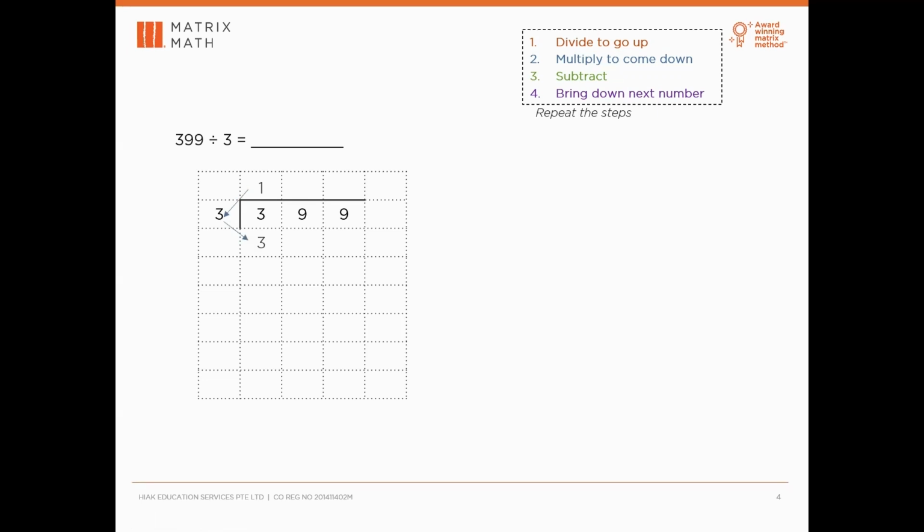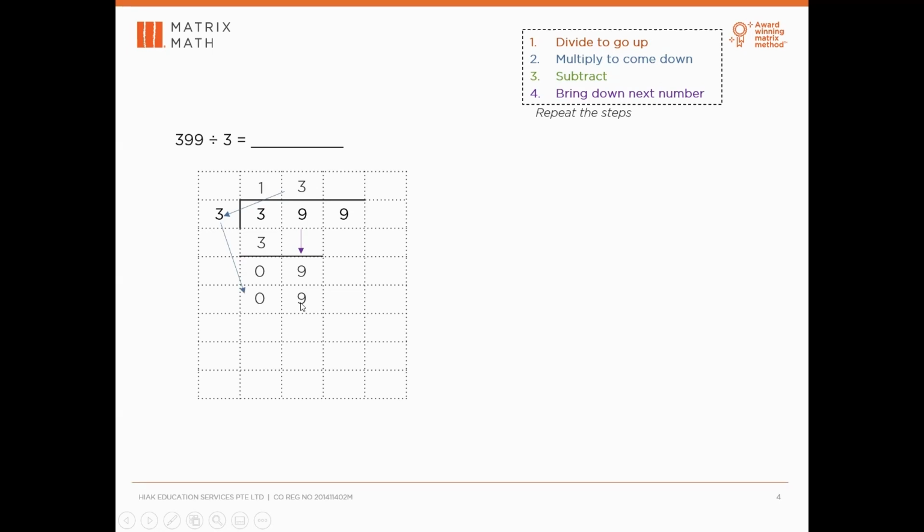Then we continue to step number 3, which is to subtract. So we have 3 minus 3, which gives us 0. And step number 4, bring down the next number, 9. Since we're at the bottom now, if we want to go up, we have to divide. So I have 9, I divide by 3 to get 3. Then since I'm at the top now, I want to come down, so I multiply to come down. 3 times 3, you get 9.